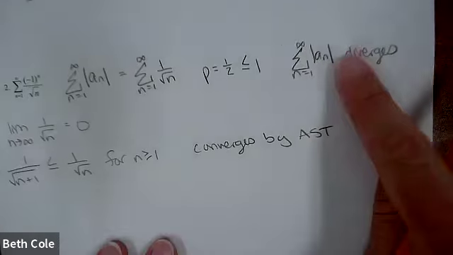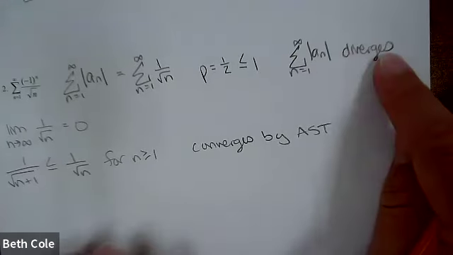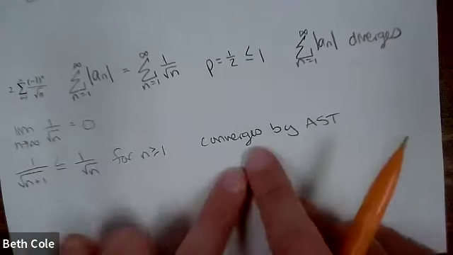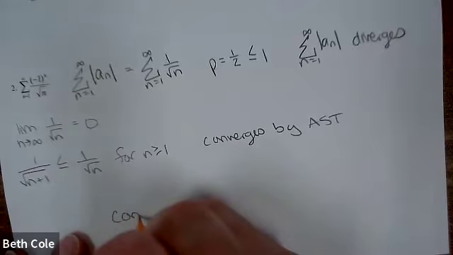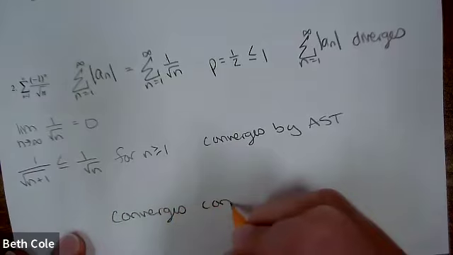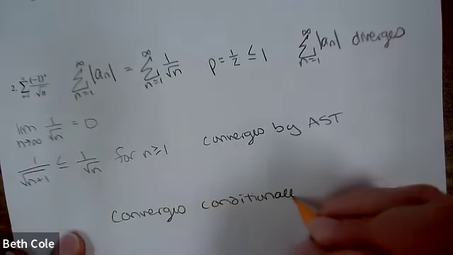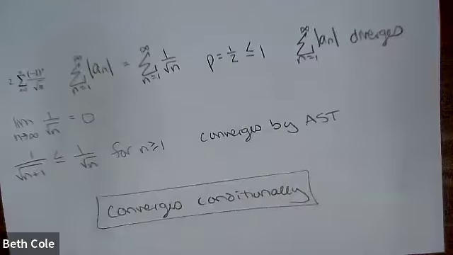So if the absolute value diverges, but the original series converges, your big conclusion to the whole thing is that it converges conditionally. Hooray.